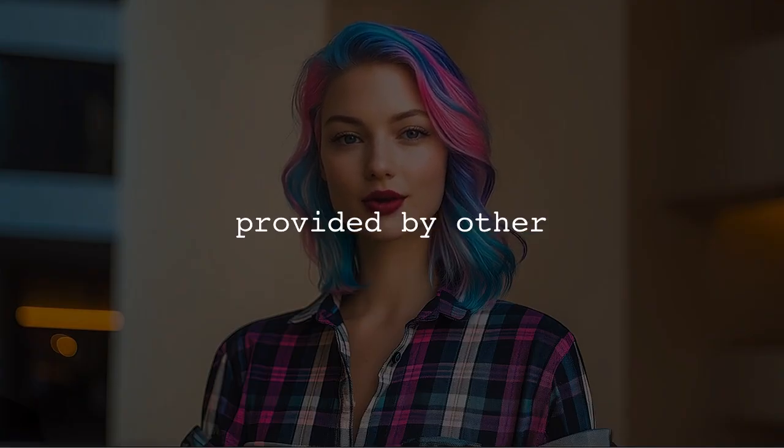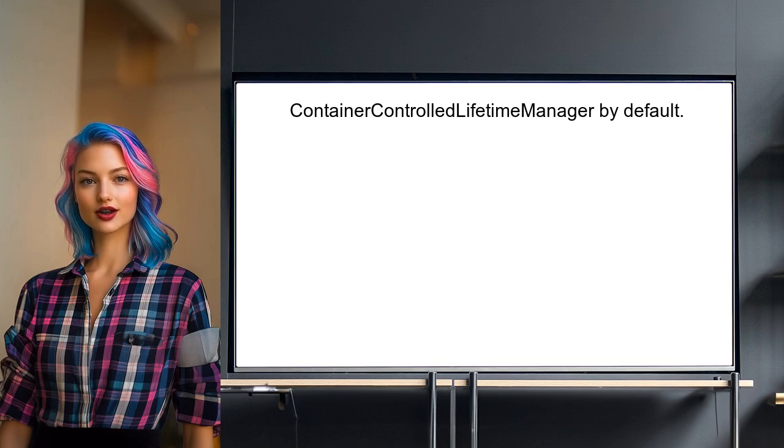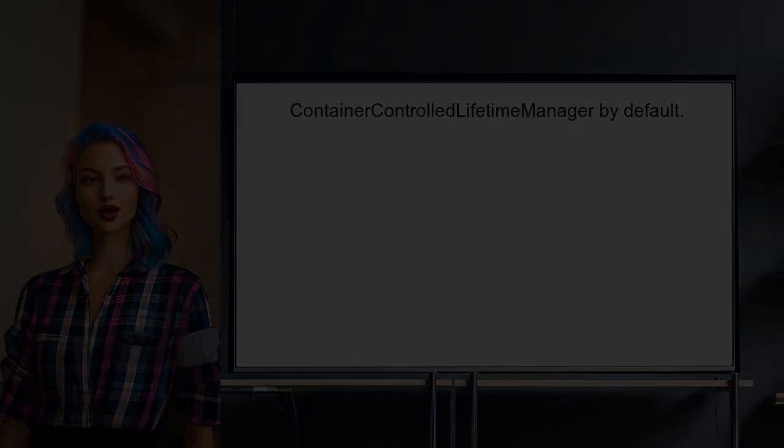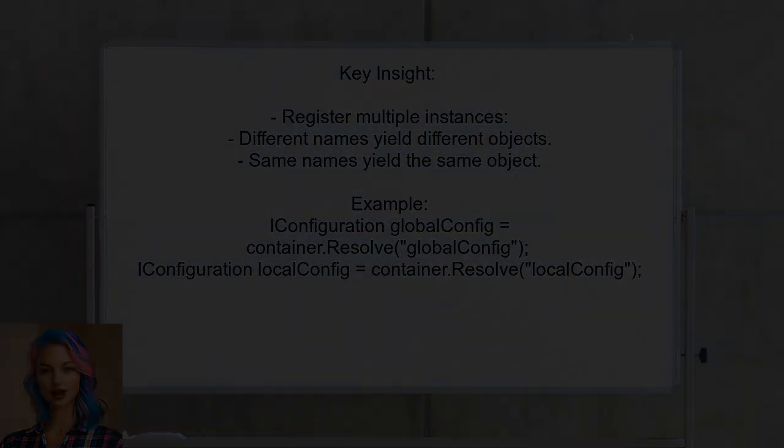Now let's look at the answers provided by other users. This user explains that the first method registers an instance of a type, allowing you to capture the state of that singleton. However, they find it unusual to register the state of a singleton. In contrast, the second method registers a type without capturing any specific state, allowing for state to be set later through attributes or parameters. The user also notes that both methods can register multiple instances of iConfiguration with different names, resulting in different objects for different names, but the same objects for the same name.